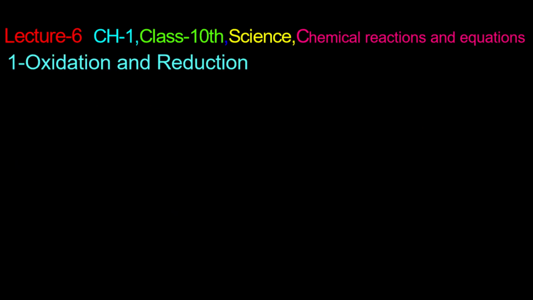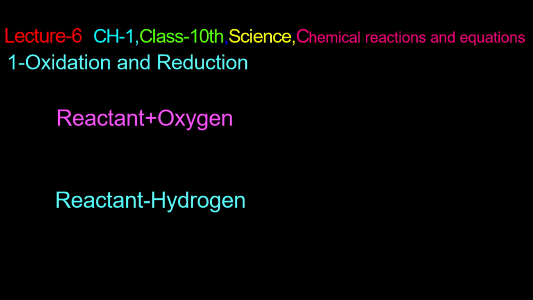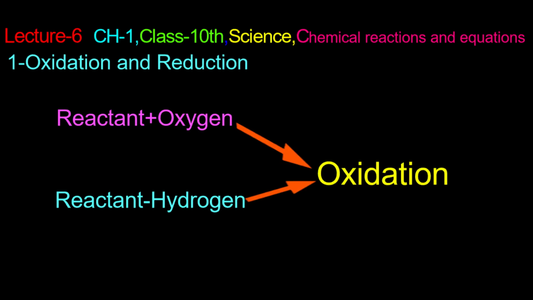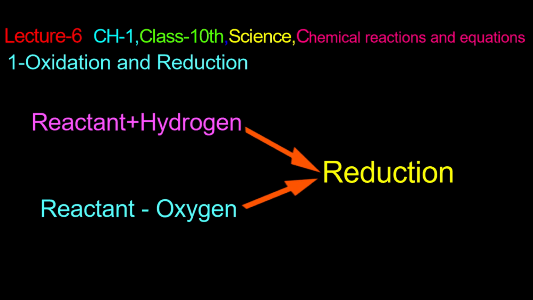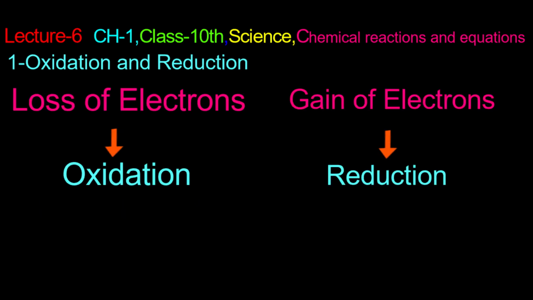We take the first subtopic, oxidation and reduction. Chemical combination of a reactant with oxygen or removal of hydrogen from it is oxidation. And the opposite process of this, that means combination of hydrogen or removal of oxygen from a substance, is called reduction. Later on in chemistry, the concept of oxidation and reduction was extended to other reactions in terms of gain or loss of electrons instead of just oxygen and hydrogen.